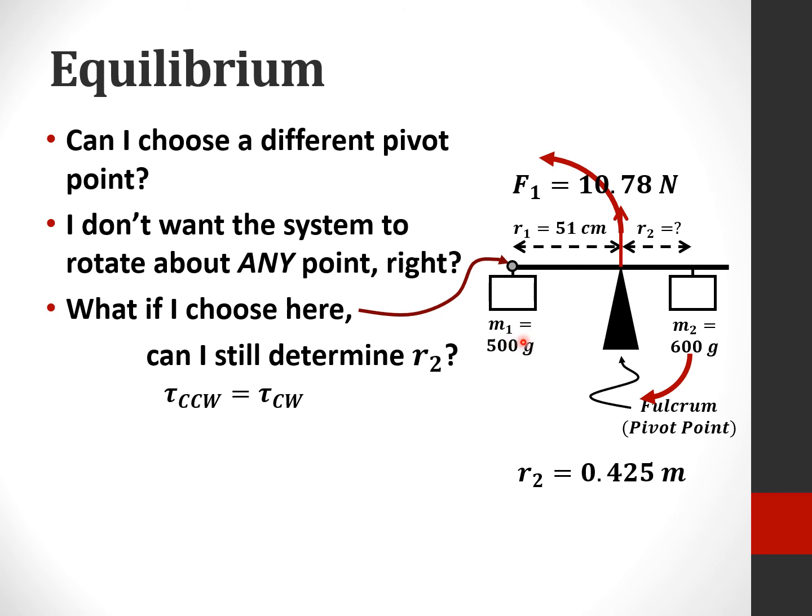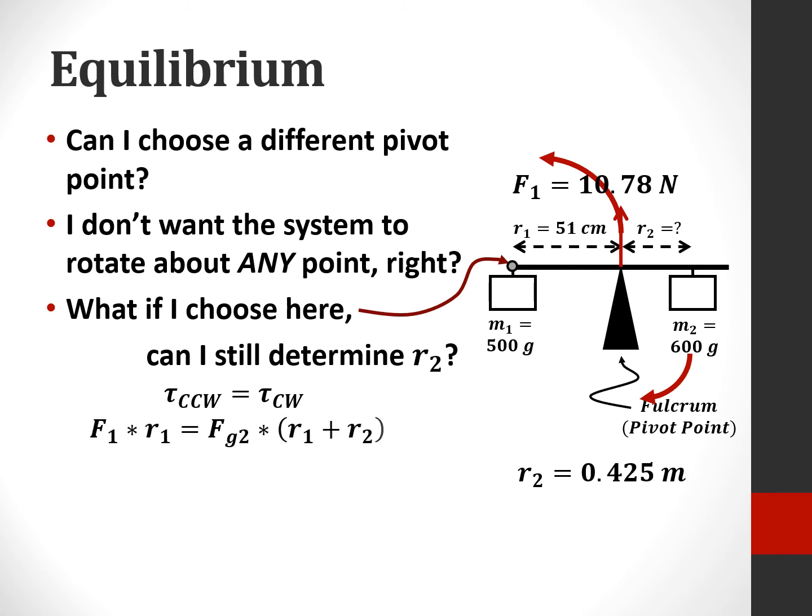Now if you notice, the 500 gram mass, that force of gravity is applied at the pivot point. And since it's applied at the pivot point, that means the force is not going to apply any torque, because the radial arm between the pivot point and the force is going to be 0.